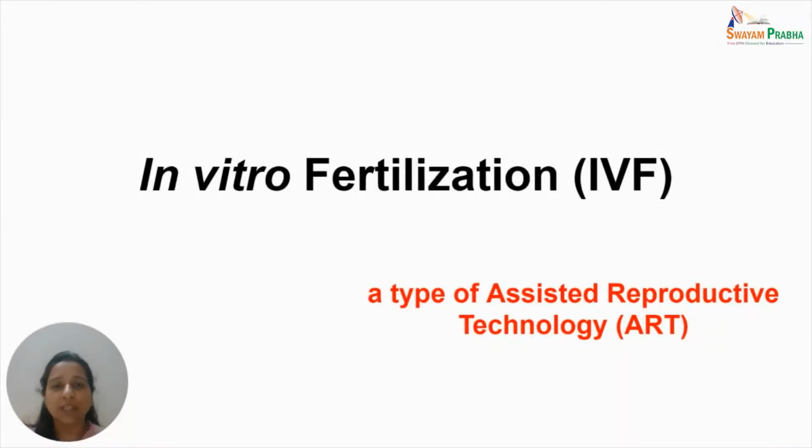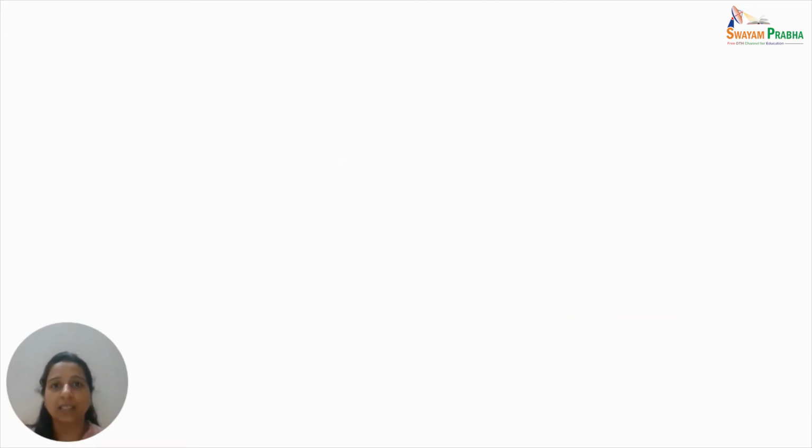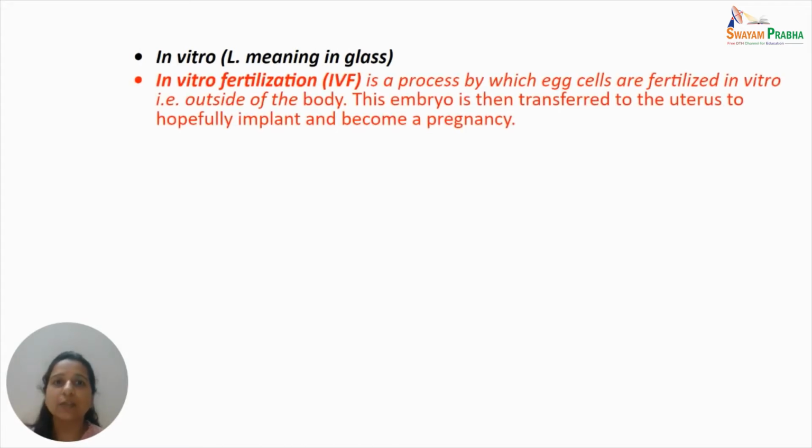So let us begin with the first part of this lecture, that is in vitro fertilization or IVF. IVF is a type of assisted reproductive technology, that is ART. In vitro literally means in glass. It is a Latin word in which in vitro means in glass. In vitro fertilization literally means a fertilization which happens in glass. The glass refers to the material of the petri dish in which the fertilization actually happens, because of which this word in vitro has been taken.